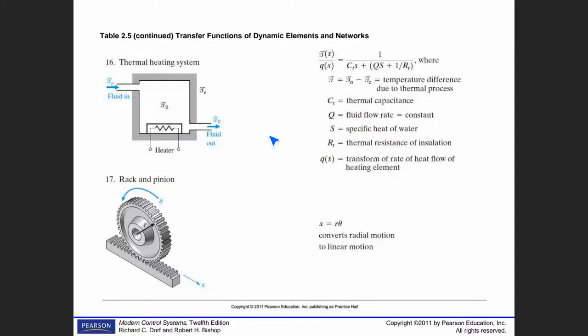Thermal heating system. I don't know whether you need it, but C is the thermal capacitance, and Q is the constant flow rate. Q nedir? Flow çocuklar. Yani 1 saniyede geçen metreküp akış sayısıdır. The flow is the cubic meters of liquid flowing in 1 second. So this is the input, that is the output, and the relationship is equal to the temperature difference due to the thermal process. Q is the rate of heat flow of the heating element.